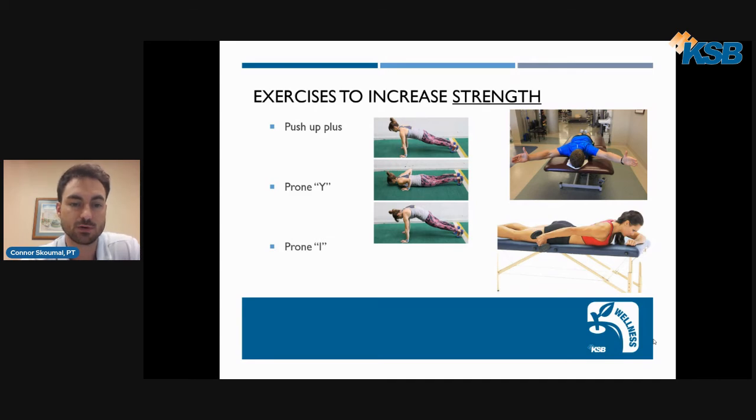Finally, for strengthening, we have the prone I. So once again, on your stomach, keeping your arm straight, tucked close to your side, you're just squeezing back.